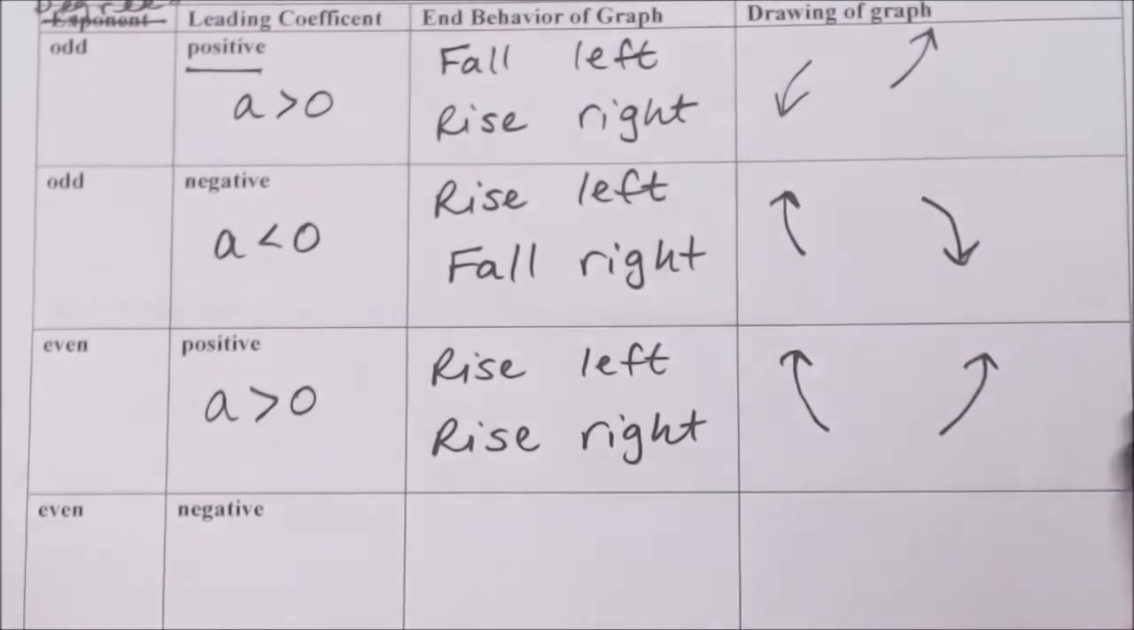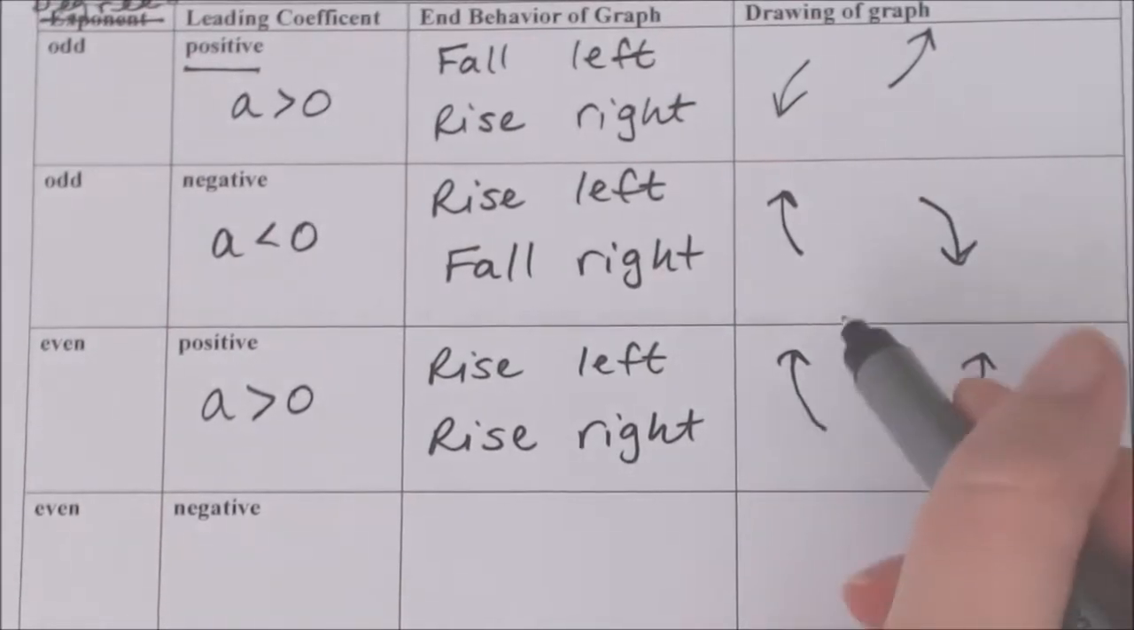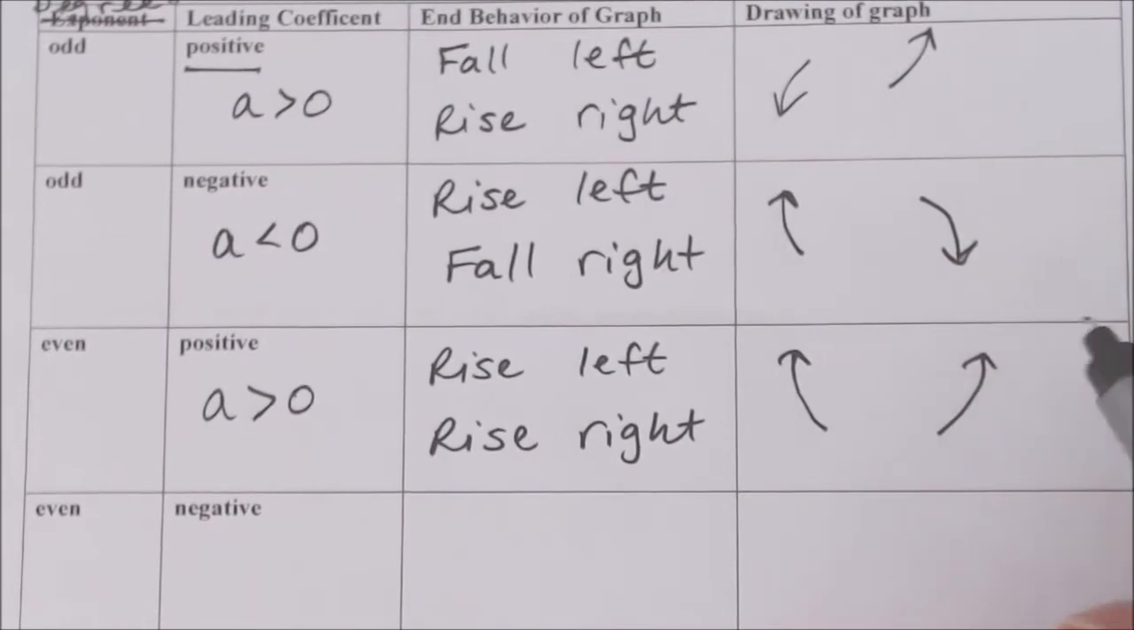A parabola would actually be an example of this. Think about a parabola: it would have an even degree. The highest power would be 2. And if that leading coefficient was positive, remember we said it goes up on both sides. It makes the U shape that opens up. That's an example of what we're talking about here.